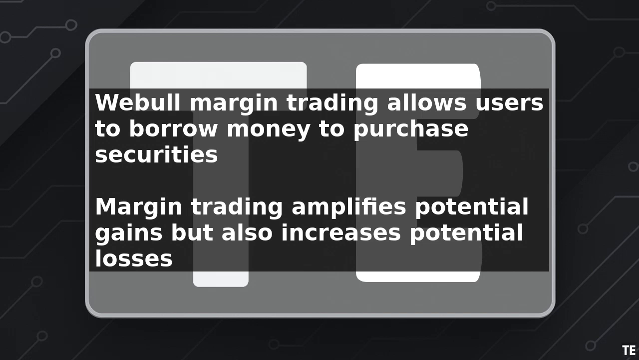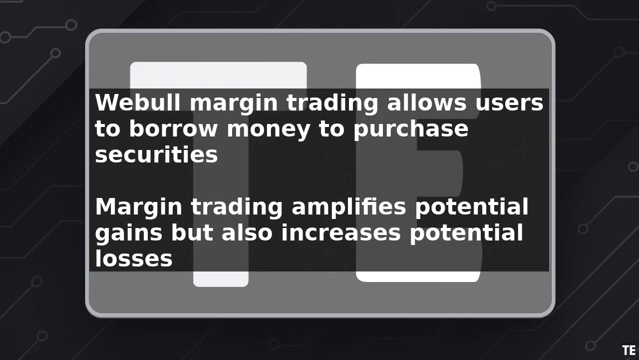First, you need to apply for a margin account on Webull. To do this, you must meet certain requirements, such as having a minimum amount of equity in your account and being approved by Webull. Once your application is approved, you can start using margin to trade.